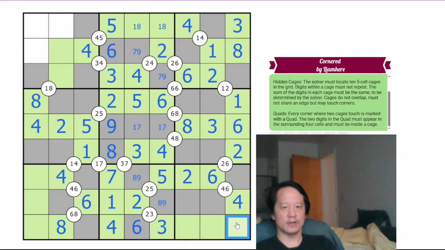1 can't be here or here because of 1's in the column. So 1 is here, which makes this. So this is 1, and this is a 5, 7 pair. That leaves the remaining digits as in the row as 2 and 9.